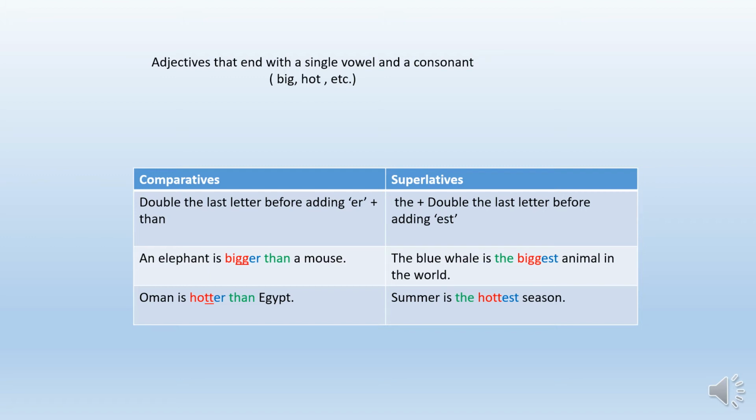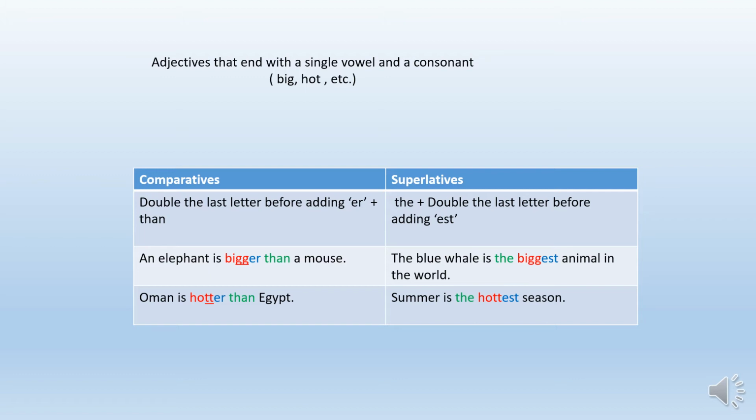Let's look at the example here. An elephant is bigger than a mouse. So I'm comparing an elephant with a mouse. The adjective is big, and as you can see here, the letter G has been doubled, and then we added er plus than. The superlative example here is: the blue whale is the biggest animal in the world.